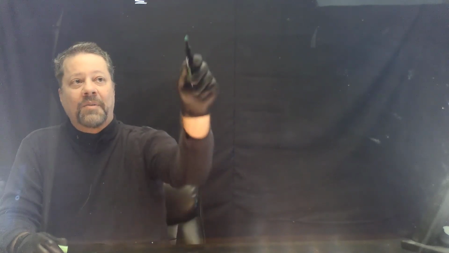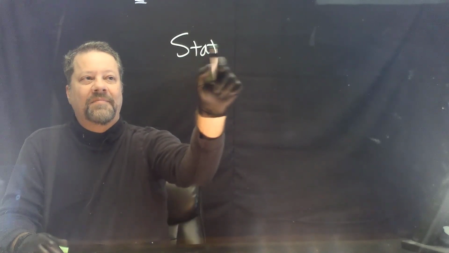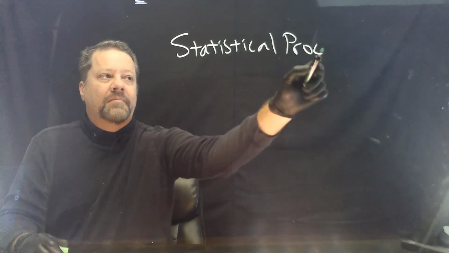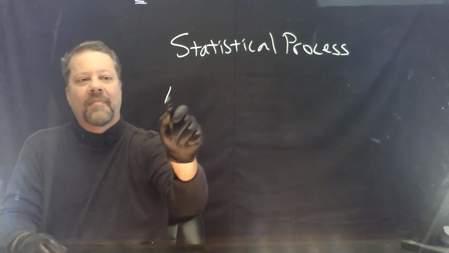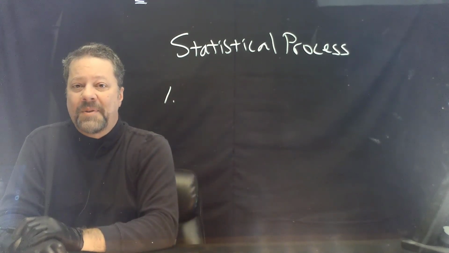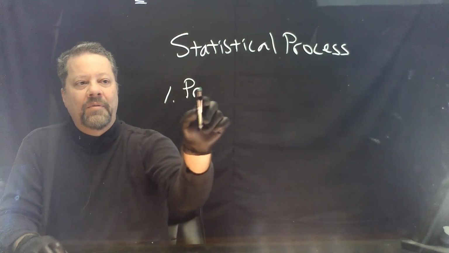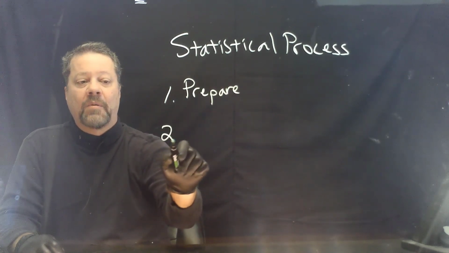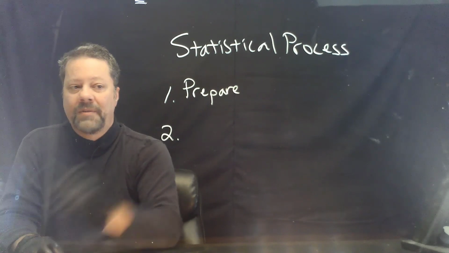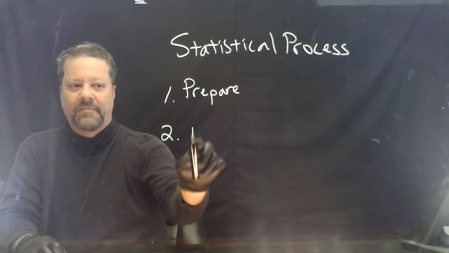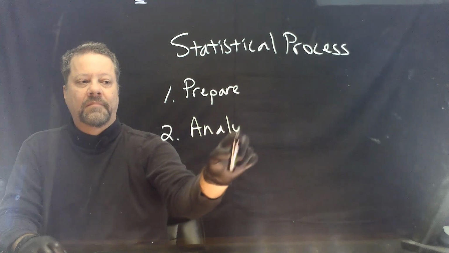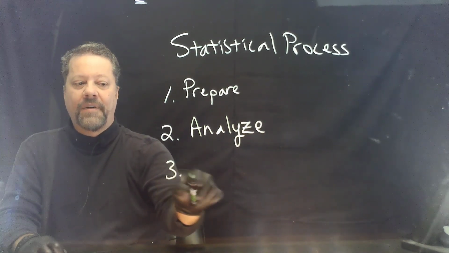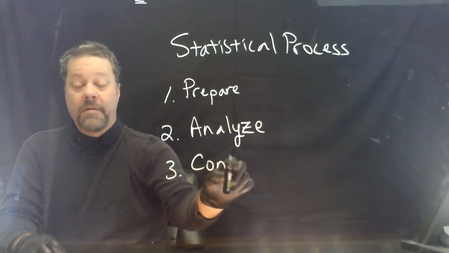In the statistical process, there are three main steps. 1, you prepare for a survey or poll. 2, you analyze. And 3, you make your conclusions.